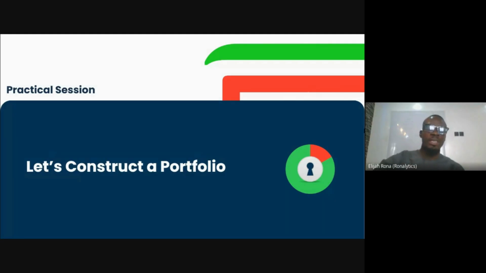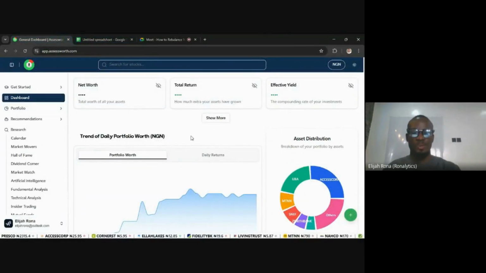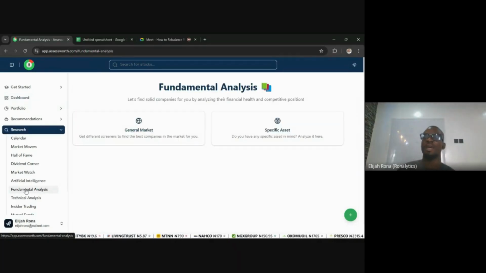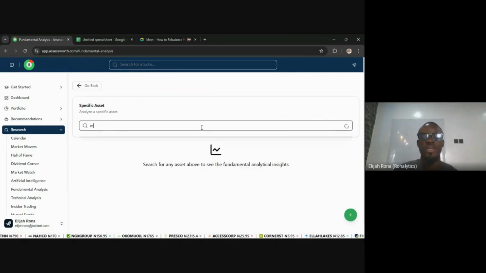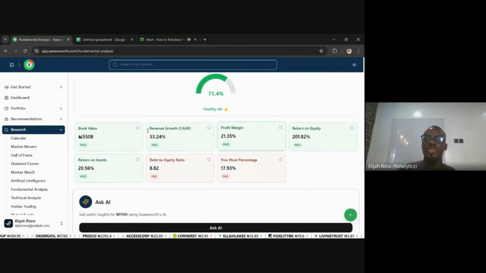So before we go ahead to construct the portfolio, let me show you how to find some fundamentally sound companies, right? So this is the AccessWorks platform, and thankfully, the latest feature that we all know is in this fundamental analysis, right? So for you to find some fundamentally sound companies, if you already have something in your mind, maybe MTN, you just click on the specific asset and search for MTN. So you can use our default screener to see some things that MTN passed or failed.